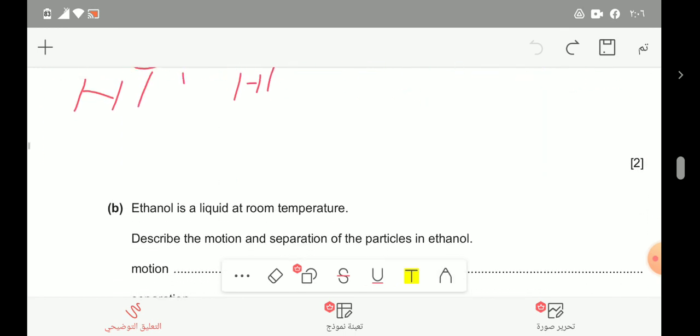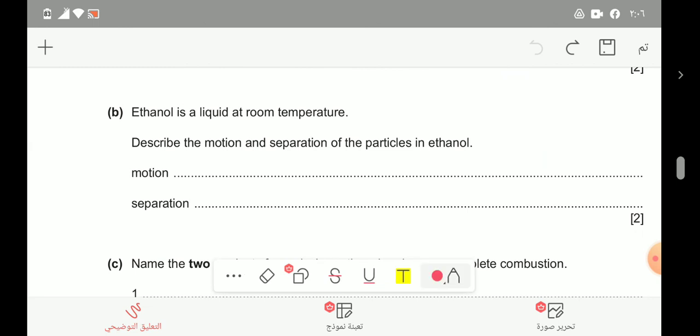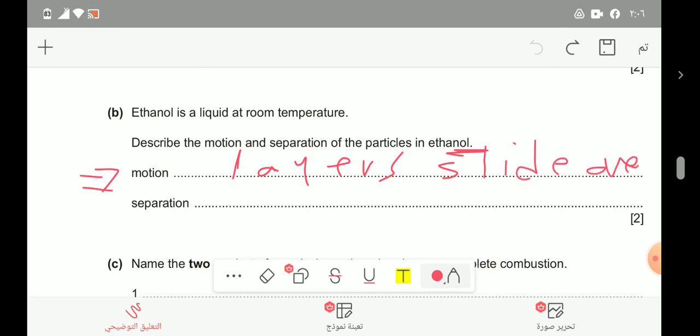Ethanol is a liquid at room temperature. Describe the motion and separation of particles in ethanol. Ethanol is a liquid at room temperature. So its motion, according to the kinetic theory, it is a liquid, so its layers slide over each other. What about the separation of particles? The particles are close to each other.